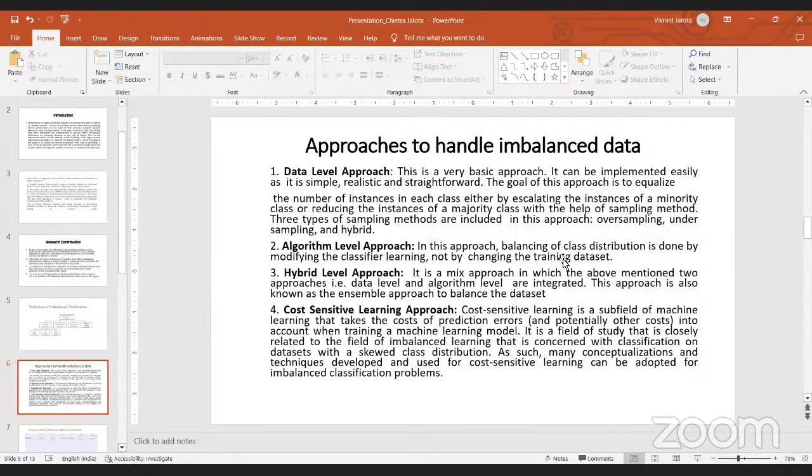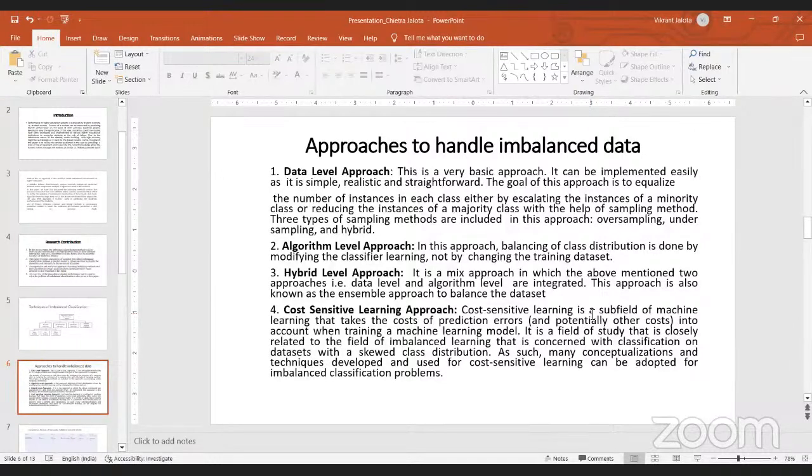In the algorithmic level approach, we have to balance the class distribution by modifying the classifier learning, not by changing the training data set. It means the instances cannot be reduced or increased; we have to apply the algorithm. And in the hybrid level approach, we can mix both, data level and algorithm level.